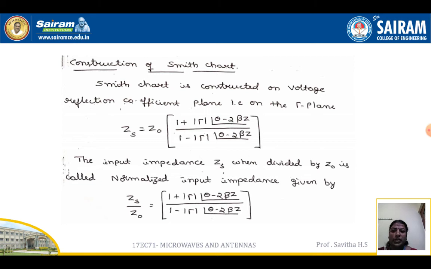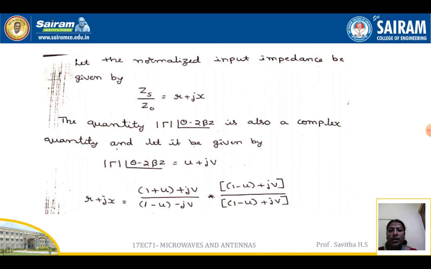So, construction of the Smith chart. Now this formula we already derived, as we are seeing on the screen. The Smith chart is constructed on the voltage reflection coefficient plane. Zs is equal to Z0 (1 plus magnitude of reflection coefficient angle theta minus 2 beta z) divided by (1 minus reflection coefficient angle theta minus 2 beta z). The input impedance Zs when divided by Z0 is called the normalized input impedance. So Zs by Z0 is equal to (1 plus reflection coefficient angle theta minus 2 beta z) divided by (1 minus reflection coefficient angle theta minus 2 beta z).